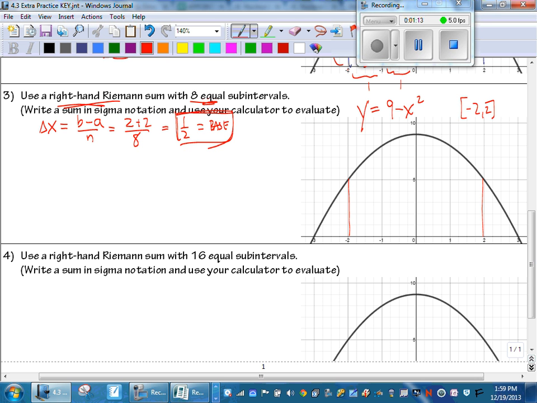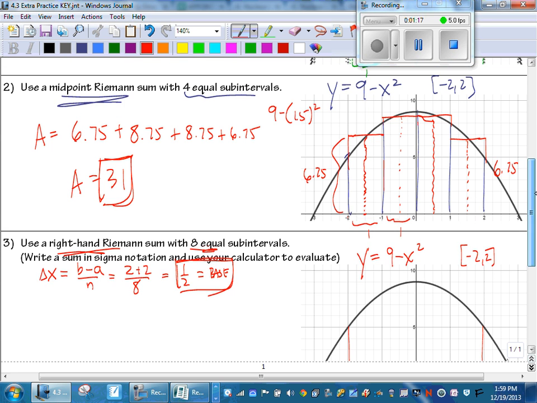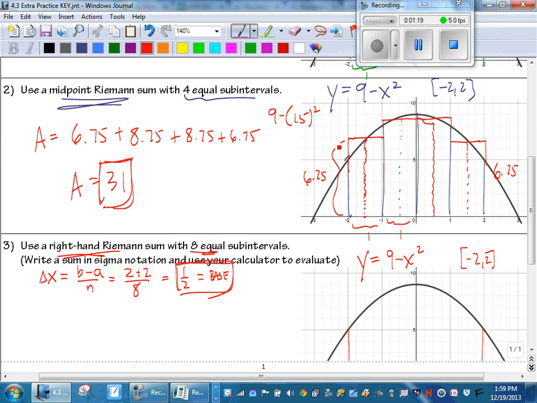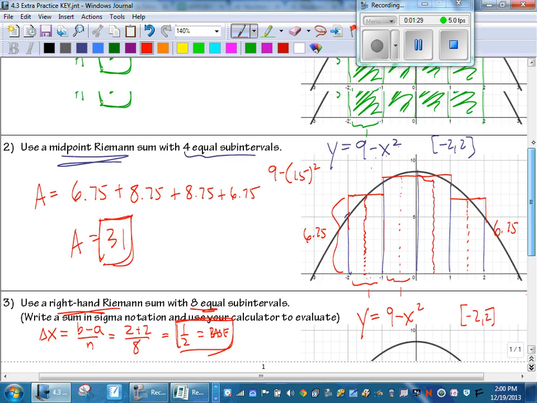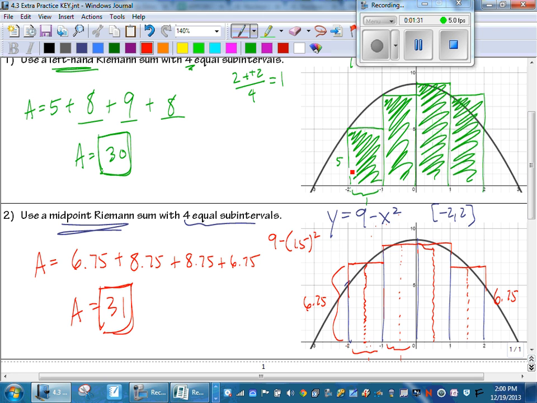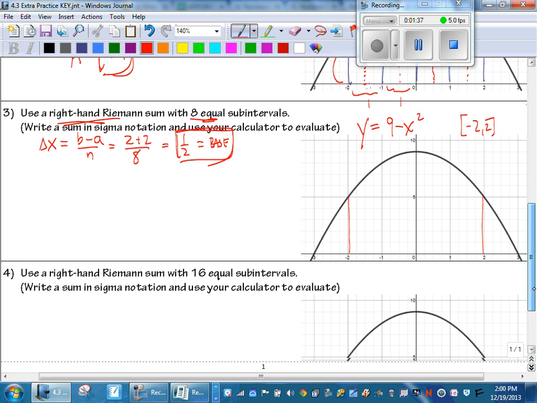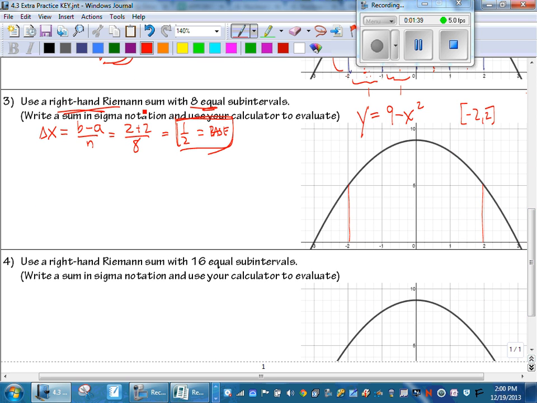Now, the height of each rectangle, as we saw in the last couple of problems, we got the heights by plugging in a certain x value into this equation. Right, the x value changed for each rectangle, whether it was a midpoint or a left-hand Riemann sum. Here we put the left x value in, here we put the middle x value in. In this one, we're doing the right x value.